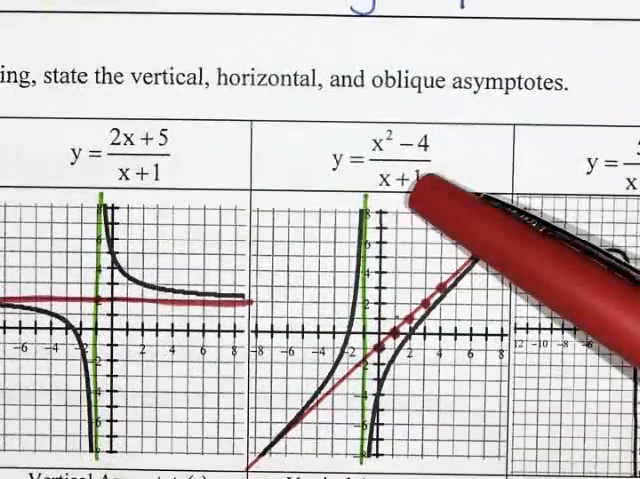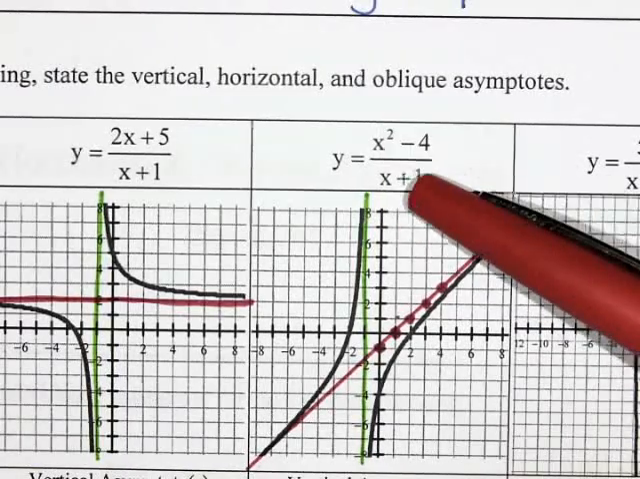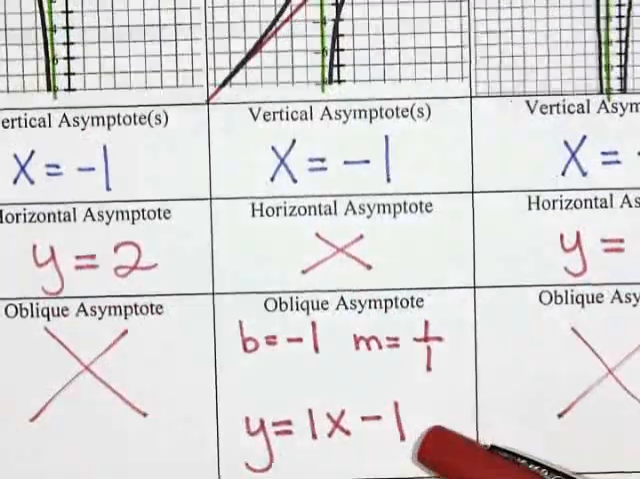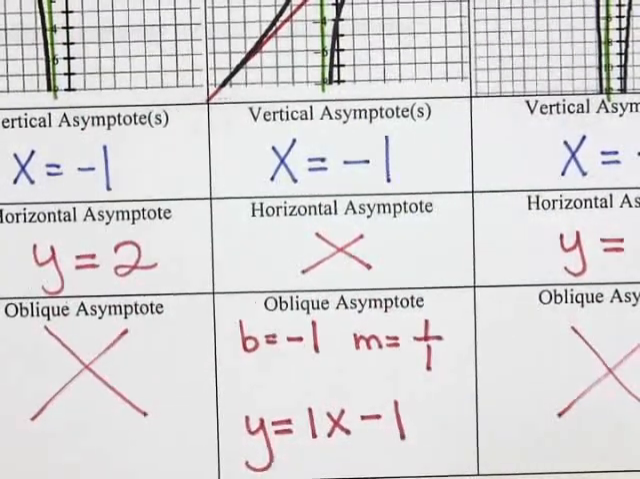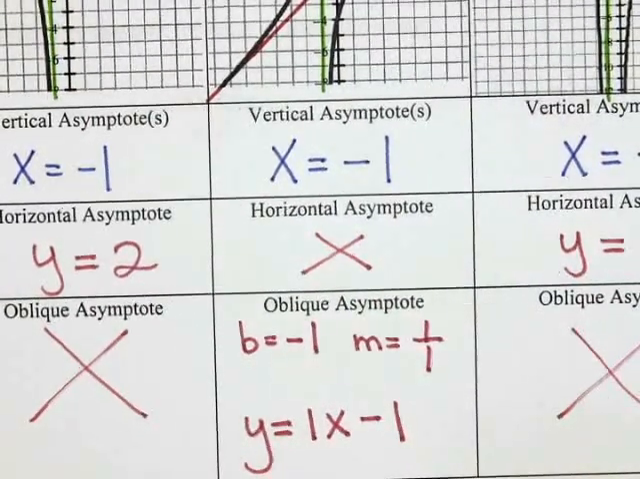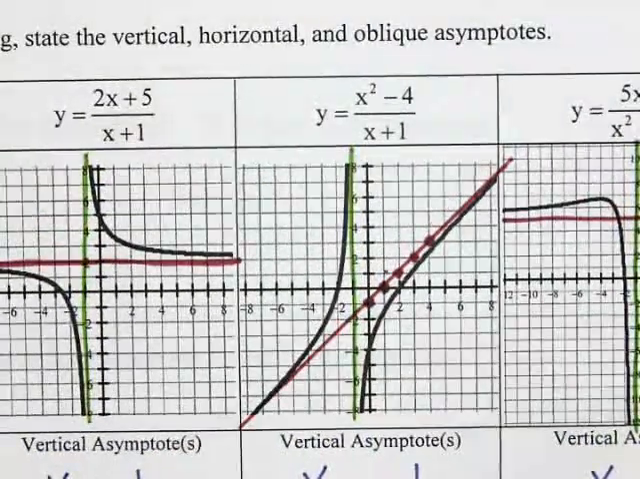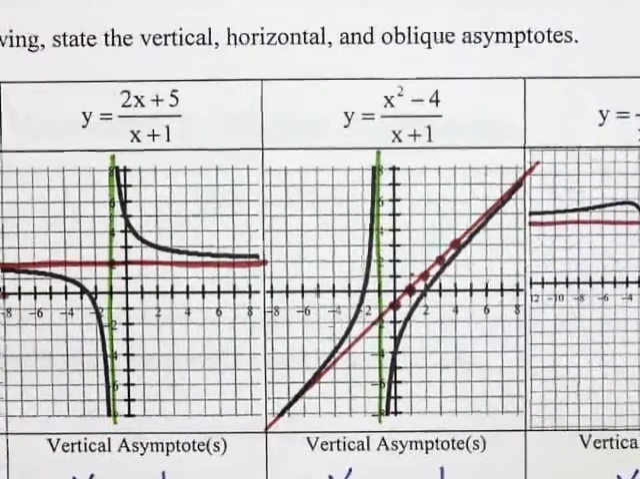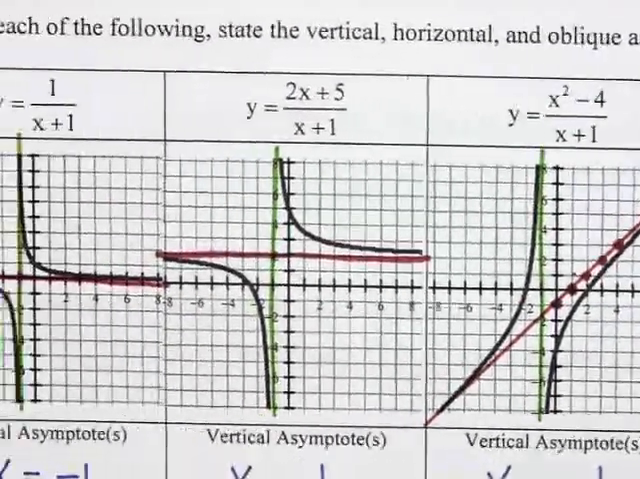For this one, if you actually performed the long division between these two, you would get your equation. So in order to find horizontal and oblique asymptotes, you can compare the degrees, you can look at your graph, or, as we're going to discover in some examples to come, you can do some long division.